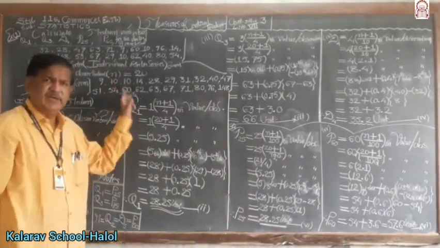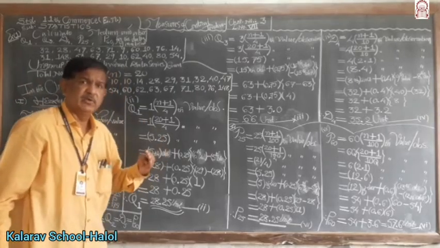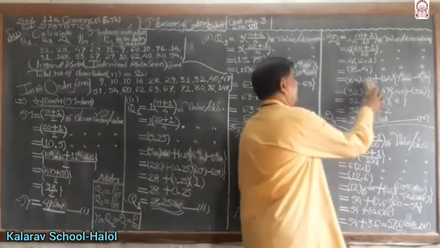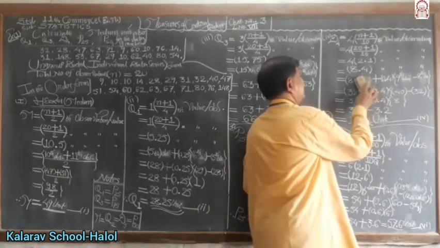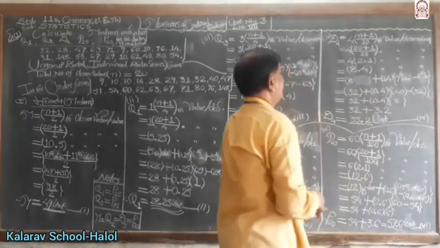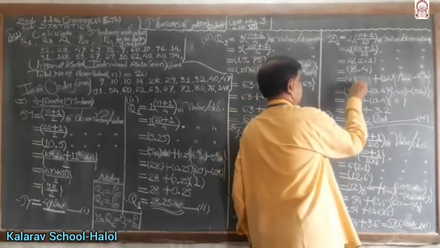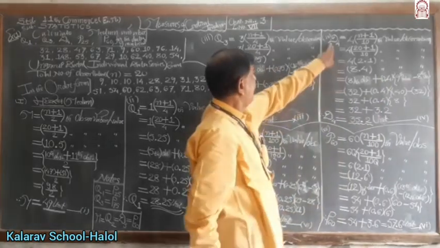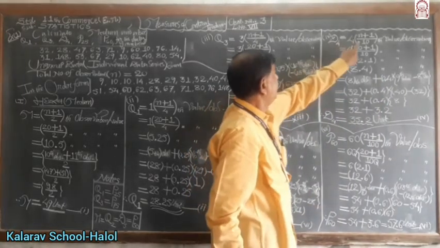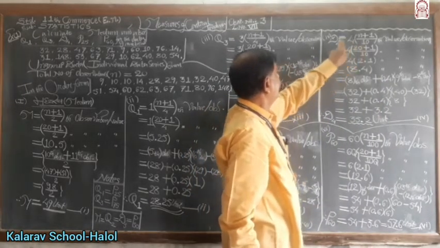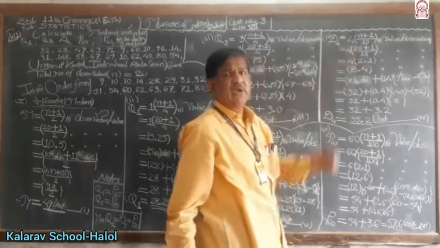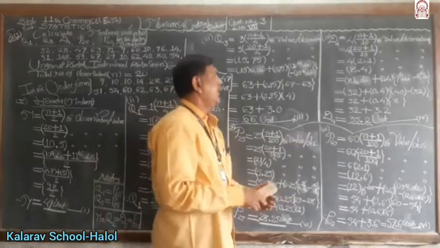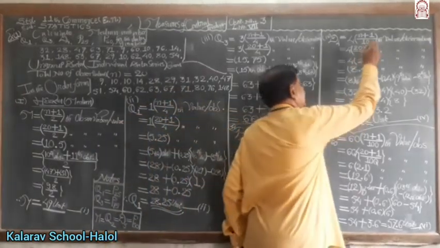Determine the value of median, Q1, Q3, D4. D means decile. Deciles divide an array distribution into 10 equal parts. If there is D, then 10 must be there in the denominator. The function of decile is to divide the array distribution into 10 equal parts, and that is why there is 10 in the denominator.